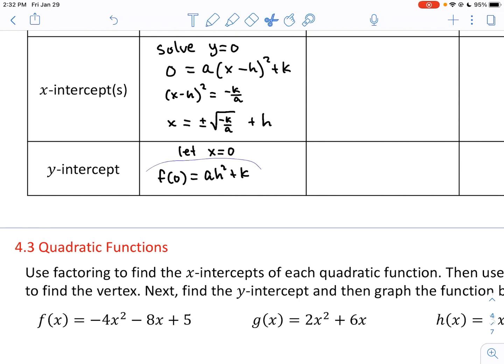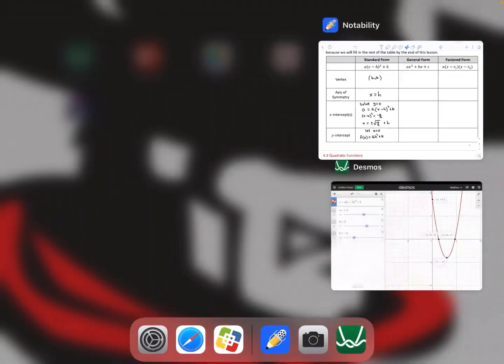Now, again, you don't need to memorize this formula, but you do need to memorize and understand how to find a y-intercept by letting x be 0. Okay, let's go to the general form next.